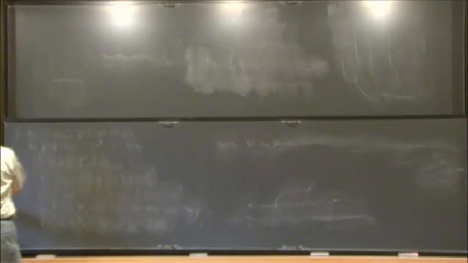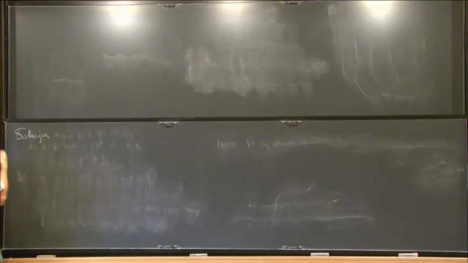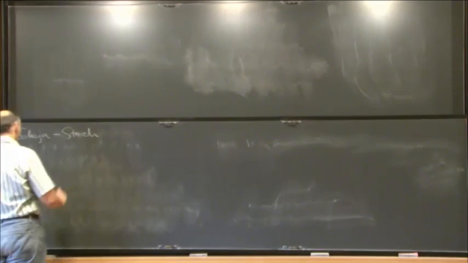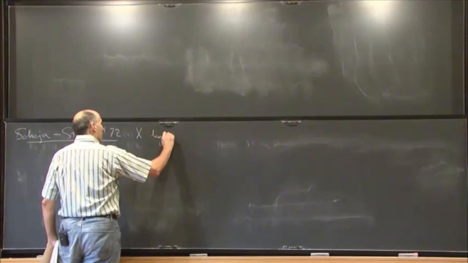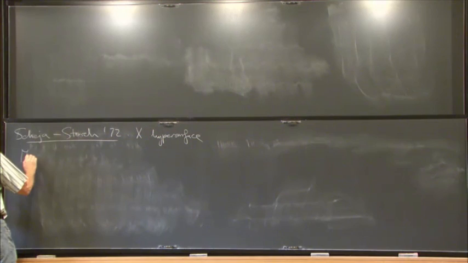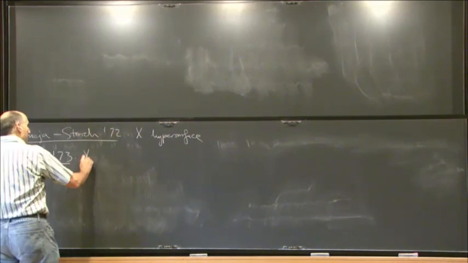But some early results. Okay, I'm not sure how to say this name. Shaya? And Stork in 72 did confirm the conjecture. All of these are positive results, so I'll just list the cases. So X is a hypersurface. Moen, 73, if X is a homogeneous complete intersection.